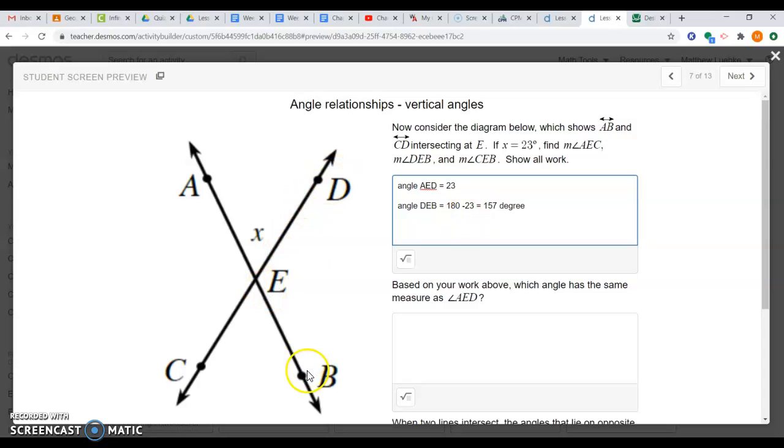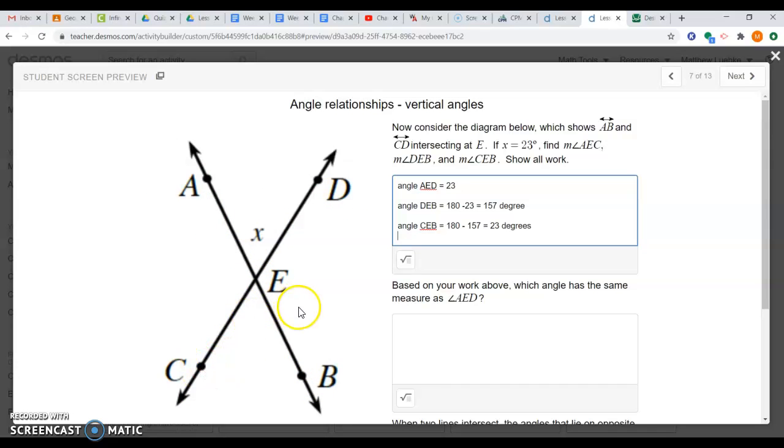I know that DEB and CEB create a straight line, so again that's going to be supplementary. Angle CEB, the bottom angle down here, and DEB form a straight line, so that's 180 degrees. We know that DEB is taking up 157 of it. What's left over? We subtract out the 157, and 180 minus 157 gives me 23 degrees. So I have 3 of my 4 angles right now.